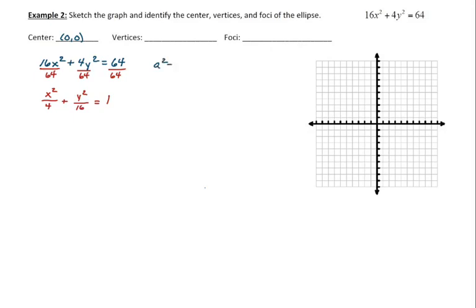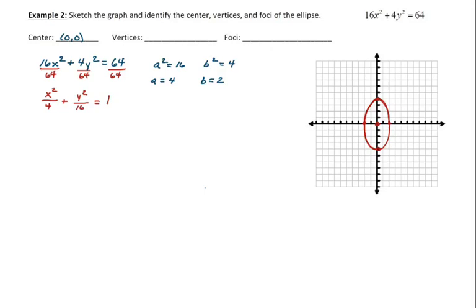So again, a squared will always be the larger of the two denominators. So in this case, a squared is going to be 16, and b squared is going to be 4. So that means a is going to be 4, and b is going to be 2. Because the 16, the larger of the two denominators, was underneath my y variable, I need to go 4 units above and below the center. And those points are actually going to be my vertices, because that's the direction the ellipse is wider in. I'll write the coordinates there in a second. And then I should go 2 units to the right and left, and I should have my ellipse here.